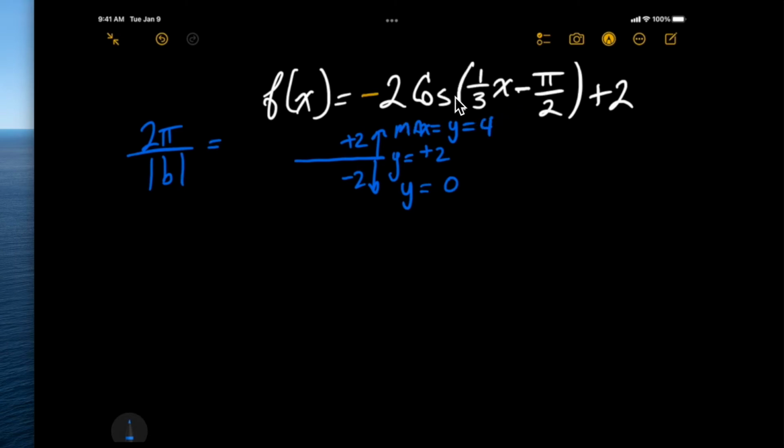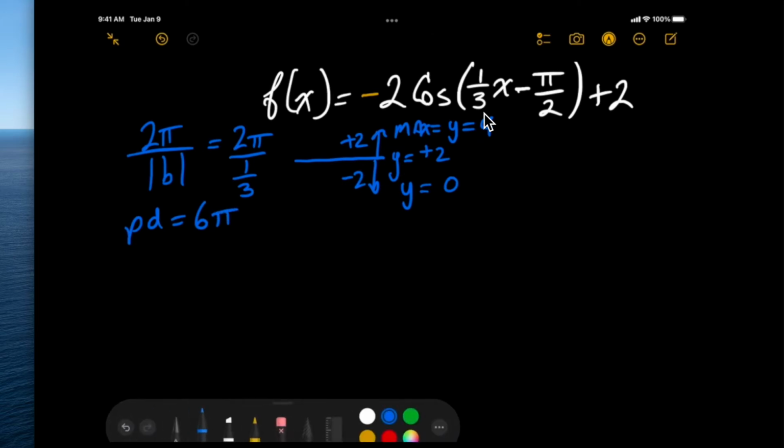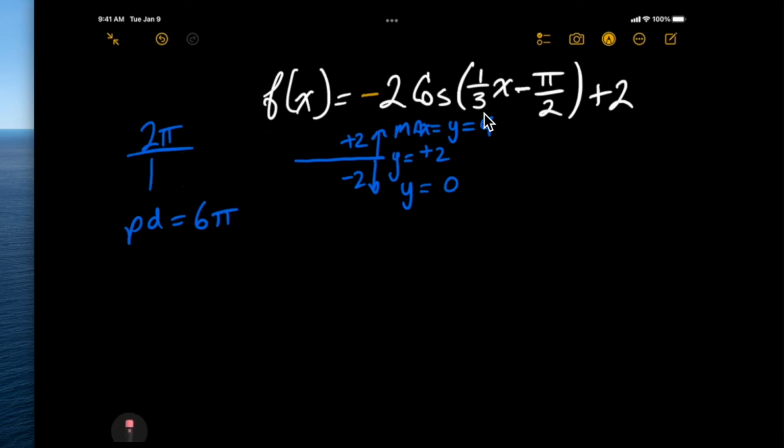So the intuition tells me that this particular transformation is traveling 1/3 as fast as the normal cosine function, which means it's going to take 3 times as long. And indeed, when we divide 2 pi by 1/3, we get a period of 6 pi. Next, I like to divide the period into fourths, and I'm going to use those 1/4 period marks to establish my scale on the x-axis of my graph.